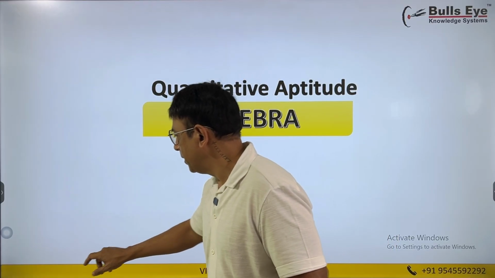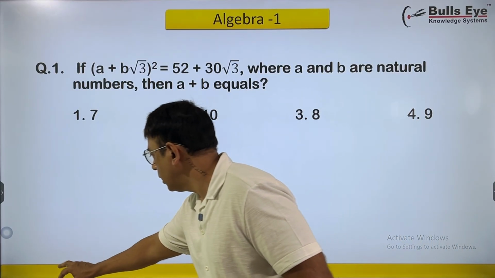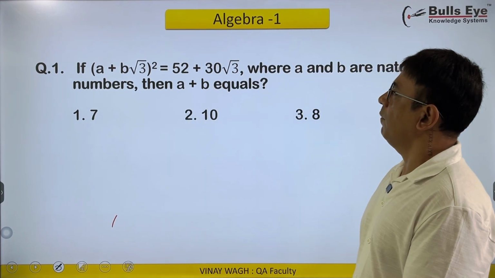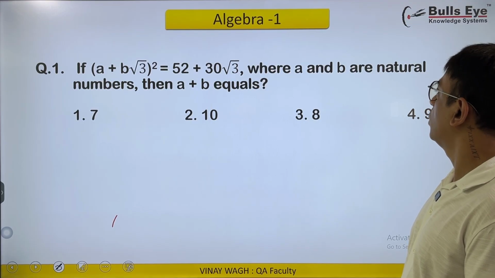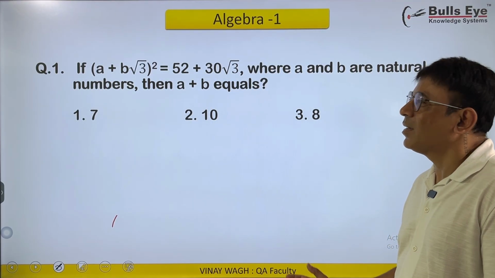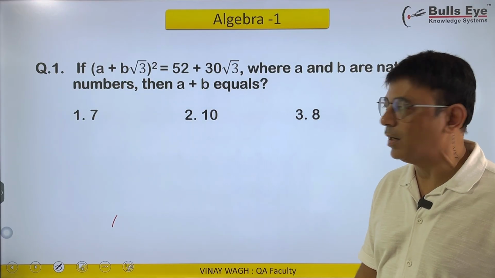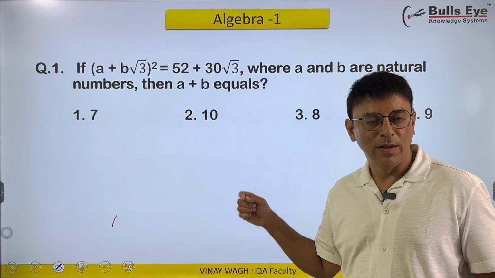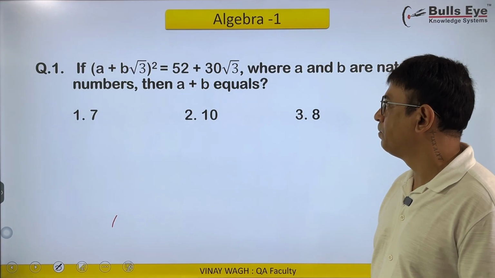So let's see the first question. If (a plus b root 3) the whole square is 52 plus 30 root 3, where a and b are natural numbers. Natural numbers at least bring some certainty in it. Otherwise, we get a feeling that there are infinite such numbers. Then a plus b equal to, there's only one equation. There are two variables a and b, and we have to reach the answer.